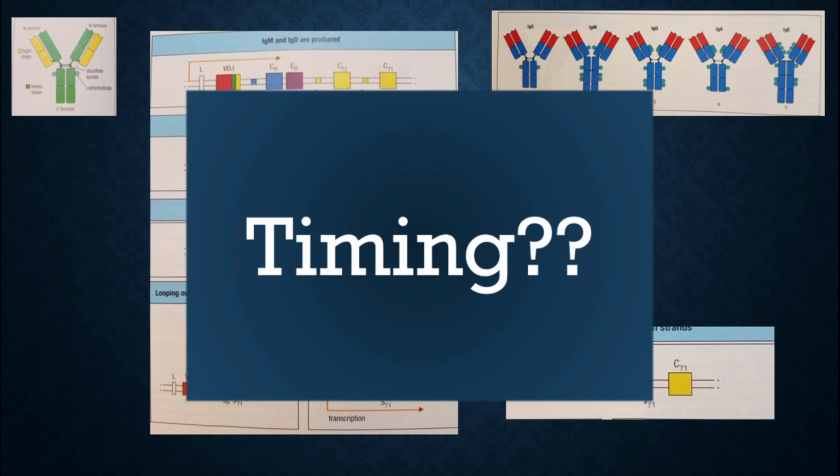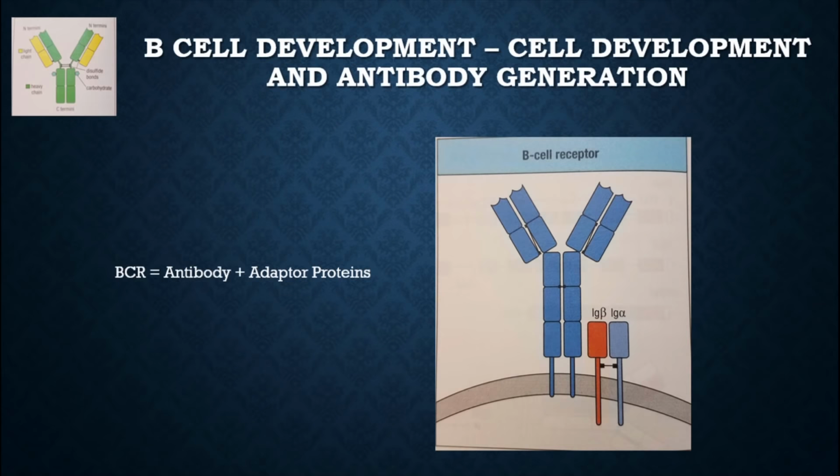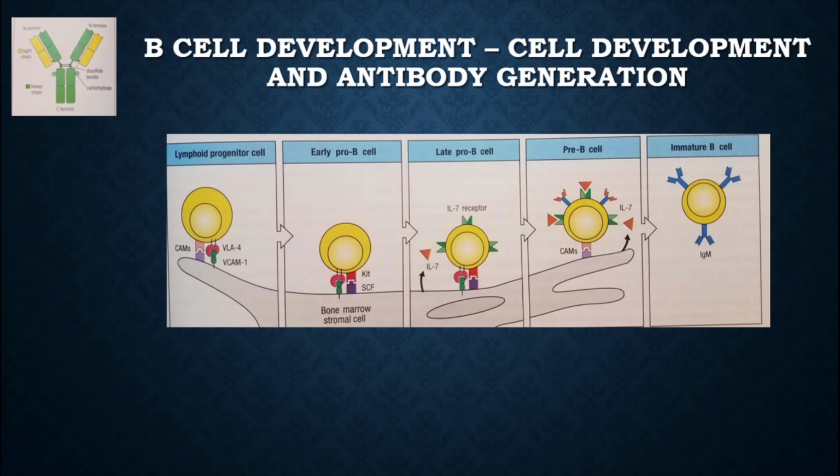All right, so how is this all done? What's the timing of the whole thing? Well, this all happens within the bone marrow, with the exception of class switching. We'll talk about that later. But I wanted to point out that a B cell receptor is an antibody attached to these coproteins. It's important because the B cell receptor is the antibody that would be produced by that B cell when it's mature. So whenever we talk about B cell receptors, we're talking about bound antibodies, essentially.